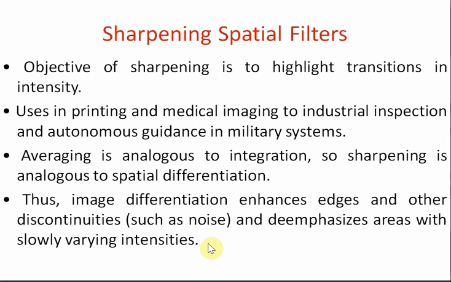In smoothing spatial filtering operations, that one reduces the noise but increases the blurriness. But in the sharpening spatial filter, it reduces the blurriness, or enhances the edges, but increases the noise. Okay, increases the noise. Observe this point.